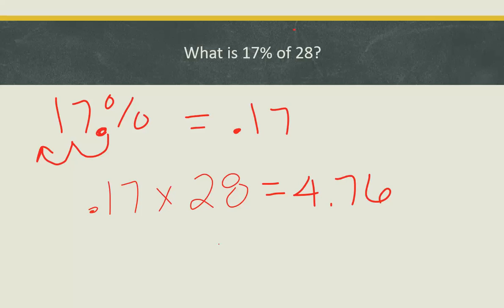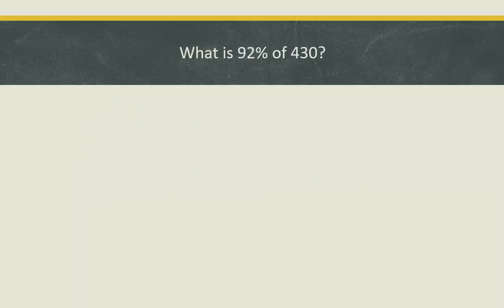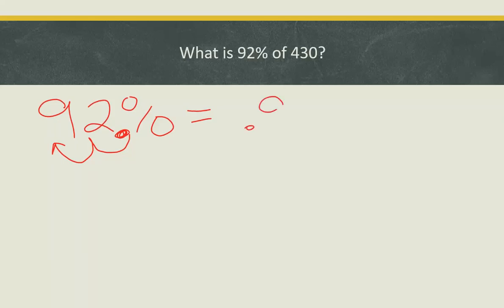Let's try another one. What is 92% of 430? We'll change 92% into a decimal. The decimal point currently is beyond the 2. We're going to move it left 1, 2 spots. That gives us a decimal of 0.92. Then the word of reminds us to multiply. That gives us 0.92 times 430.